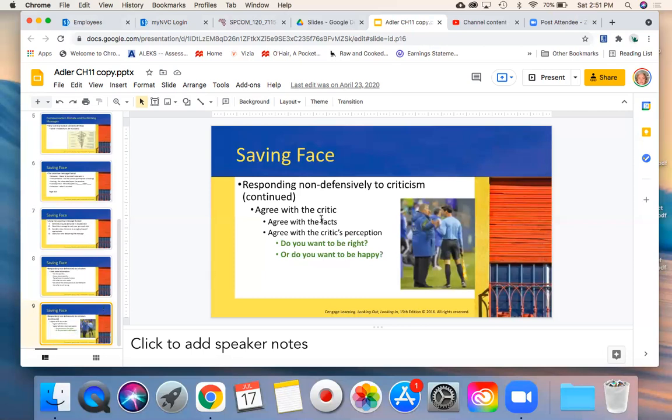Finally, last one. So agree with the critic. So you're agreeing with the facts. You're not agreeing with their perception of you. And to me, it's like an energy. I think of like martial arts, where there's certain martial art where you actually use your opponent's force against them. Okay, so when they are pushing, you just get out of the way, and they push, and they run into something, but not you.